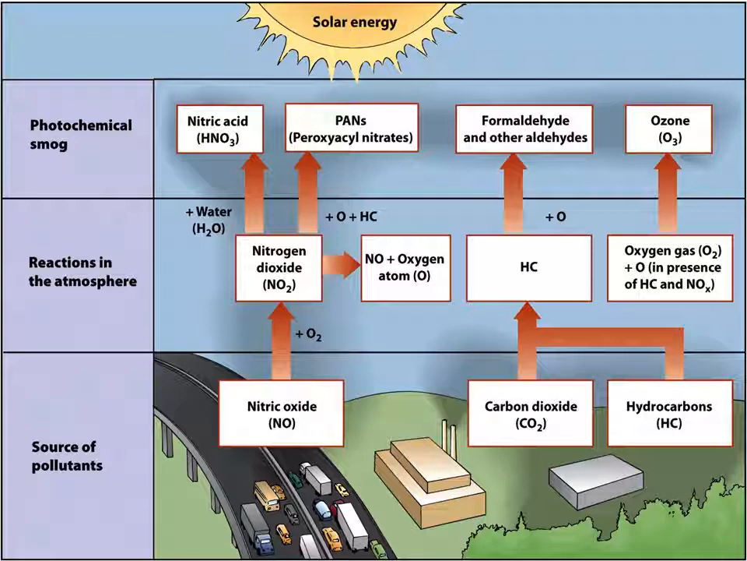The carbon dioxide released goes to the atmosphere and reacts with the hydrocarbons. They then react with the nascent oxygen present in the atmosphere and undergo photochemical reaction to form formaldehydes and other aldehydes. The oxygen in the atmosphere can react with the nascent oxygen in the presence of hydrocarbons and oxides of nitrogen to form ozone.